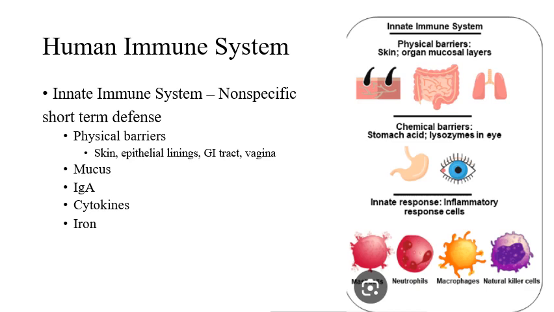So the first line of defense in the human immune system is our innate immune system. These are non-specific short-term defenses. One example is physical barriers: skin, epithelial linings, the GI tract, the vaginal linings. They just physically keep pathogens out, right? You can touch salmonella with your hand and it's not going to make you sick because the salmonella can't transmit through your skin. So if you wash your hands and it doesn't get inside of your mouth, that's not a problem.